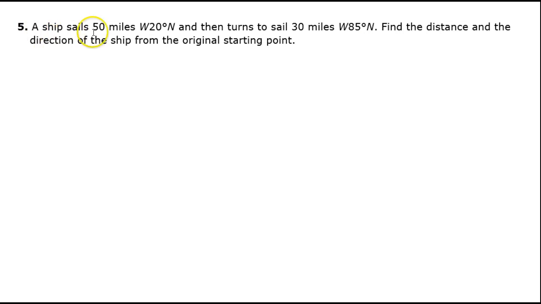A ship sails 50 miles west 20 degrees north and then turns to sail 30 miles west 85 degrees north. Find the distance and the direction of the ship from the original starting point. So we can think of this trip as being divided up into two smaller trips, and each of these smaller trips is a vector because it has a magnitude and a direction.